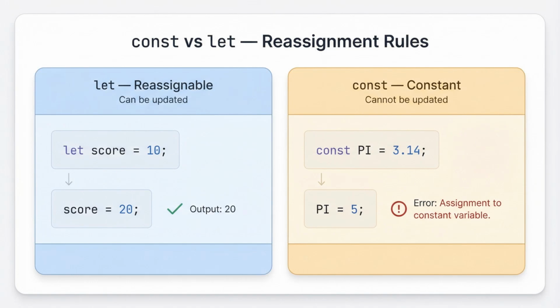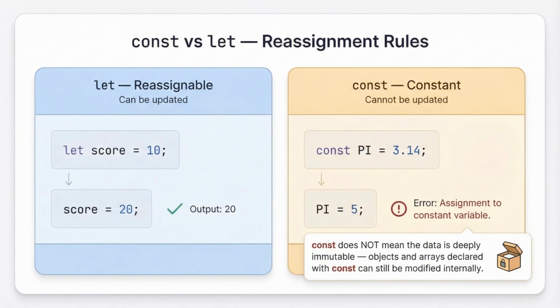One of the most important behavioral differences between let and const is reassignment. With let, you can change the value stored in the variable at any point. Just write the variable name and assign a new value. With const, once you've set the value, it's locked. Trying to reassign a const variable throws a type error at runtime. This is intentional. It protects values that should never change from being accidentally overwritten.